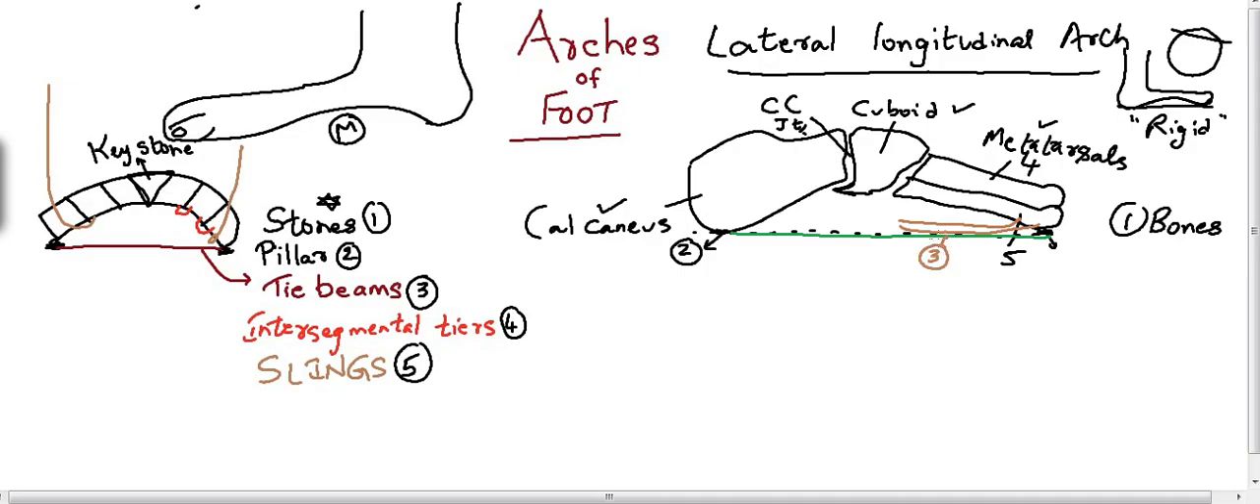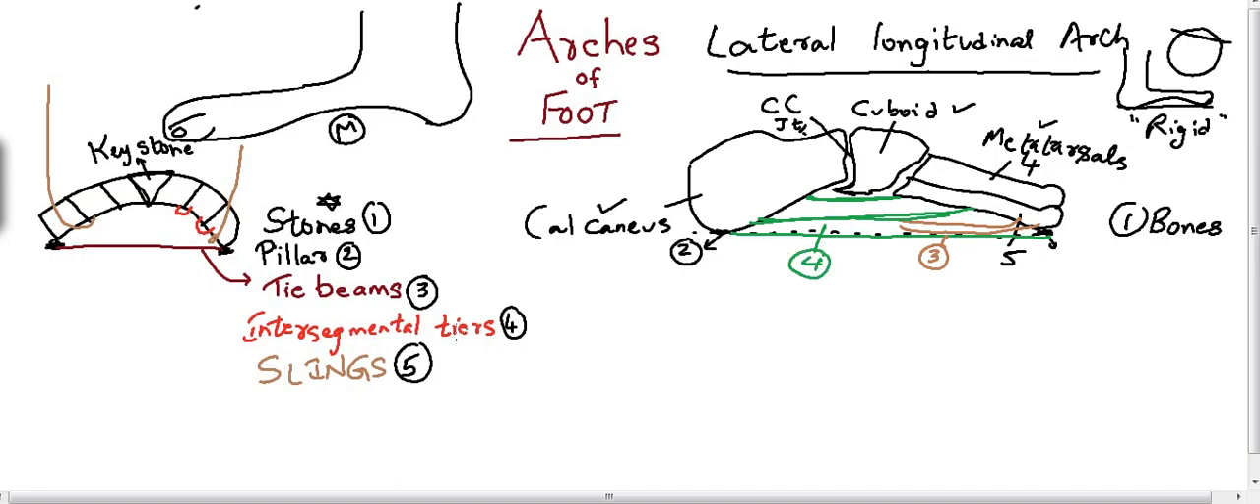Moving on to the intersegmental tires. The intersegmental tires on this aspect are the long plantar ligament and the short plantar ligament. So long and short plantar ligaments are the intersegmental tires for this lateral longitudinal arch.